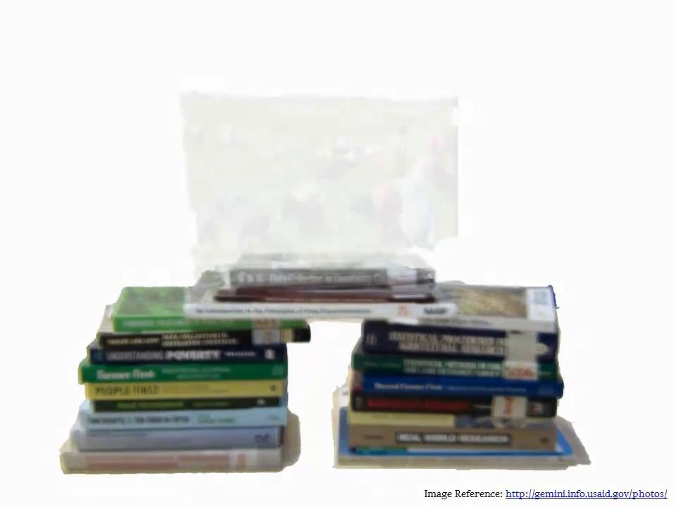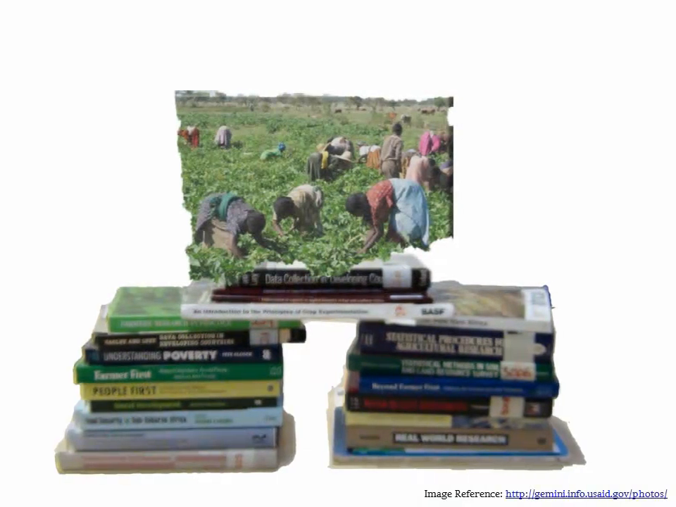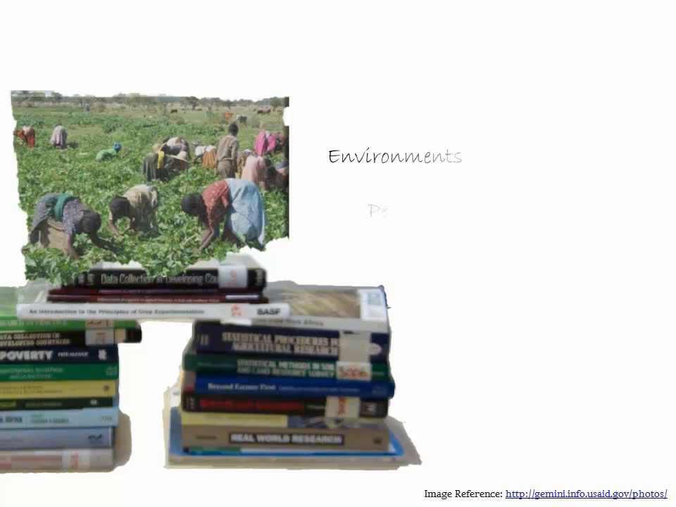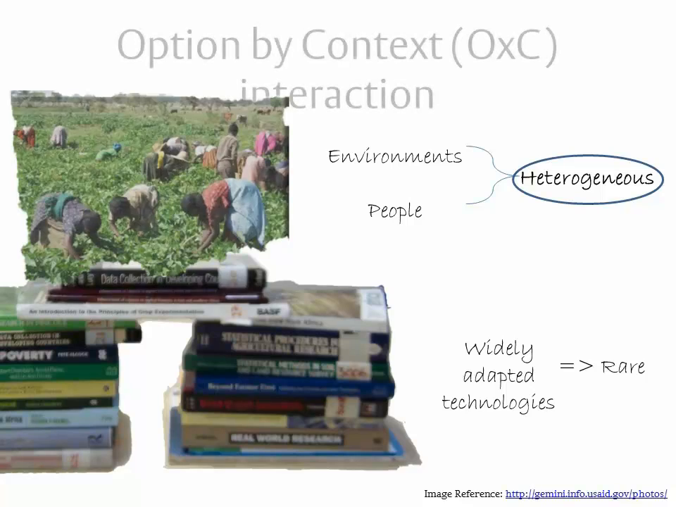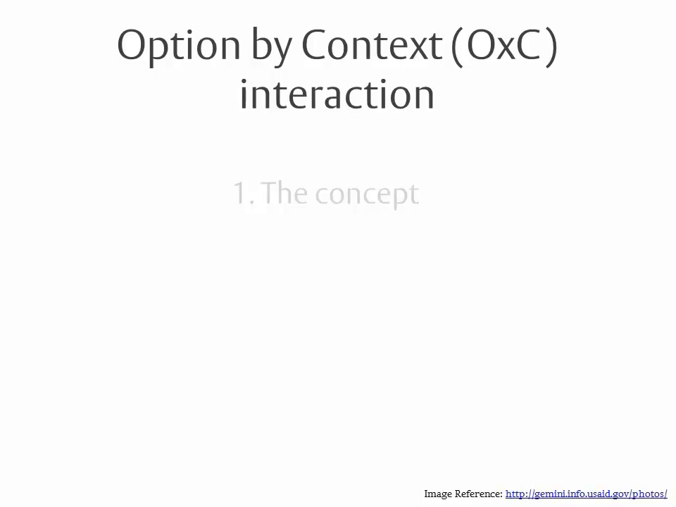Much research is done in support of smallholder farmers in developing countries, and it's long been recognized that the environments and the people living in those places tend to be very heterogeneous. And a recent trend in research is the recognition that this heterogeneity really matters, and that technologies that are widely adapted to many situations are probably rather rare. In this short video, I explain a way of conceptualizing this, which we found to be useful. I'll introduce it here and explain how it can be used in further videos.